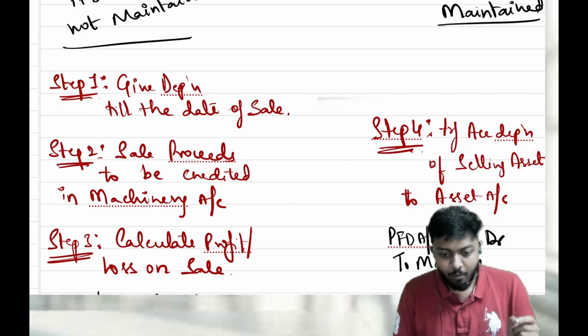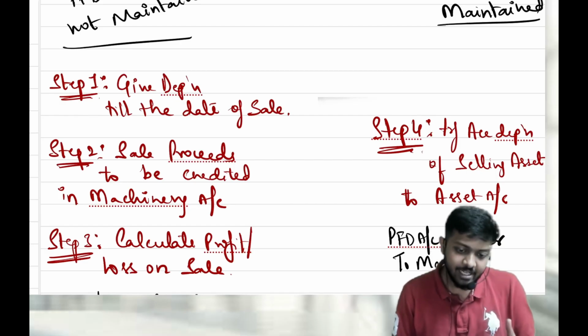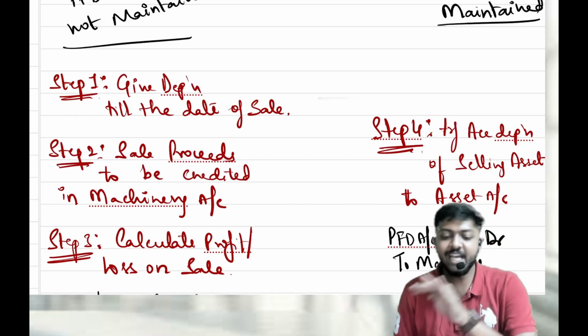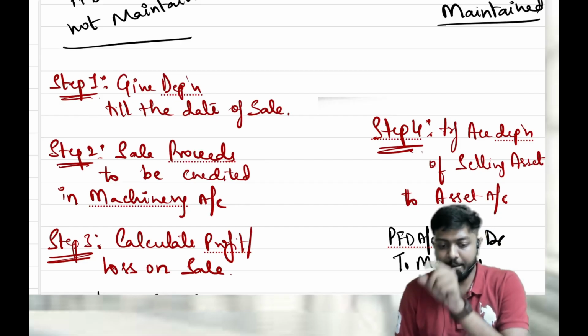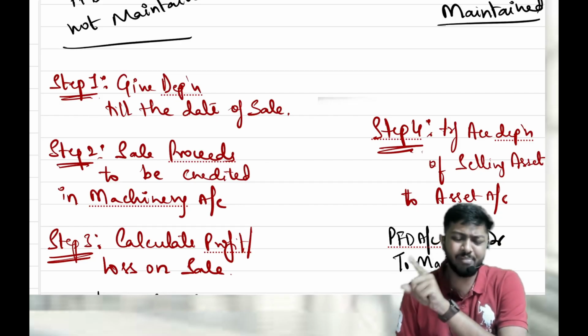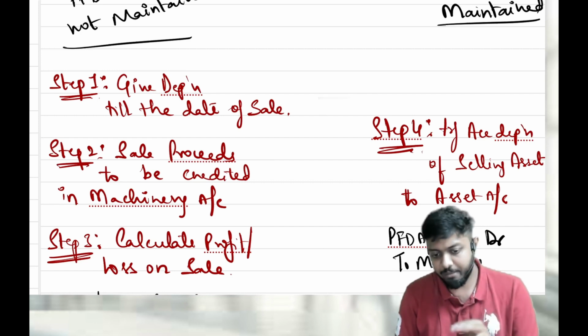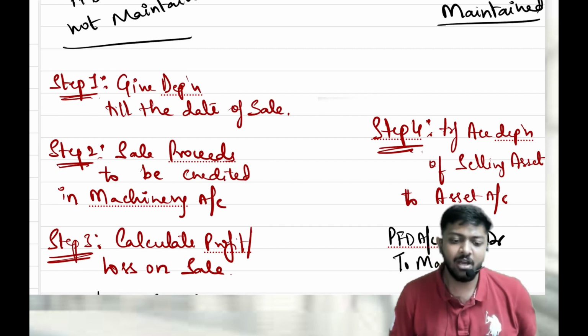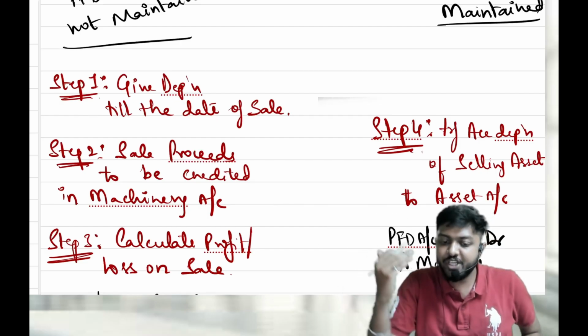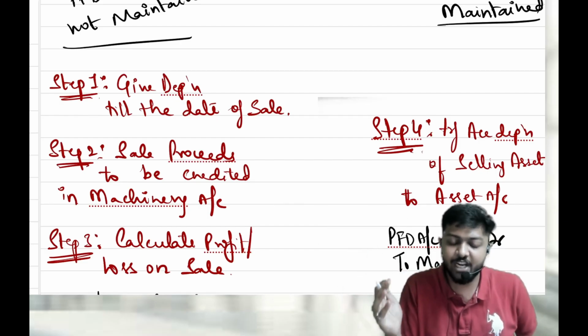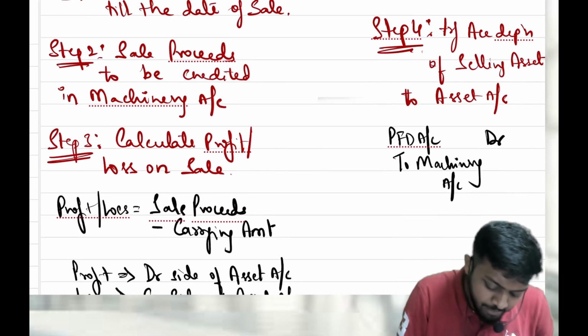Second, whatever money you get on sale should be credited in the asset account as by bank account. The entry becomes bank to machinery. Correct? Money is coming. Bank is an asset, increasing, so debit. Machinery is decreasing when you are selling. So the money that you receive towards sale should come in the credit side of the asset account as by bank account. Step 3, what will you do?